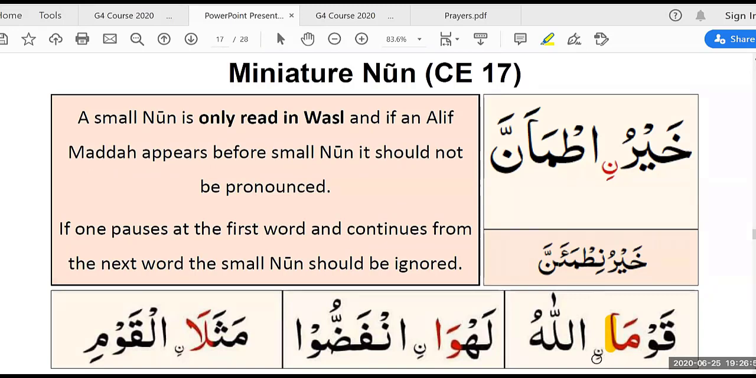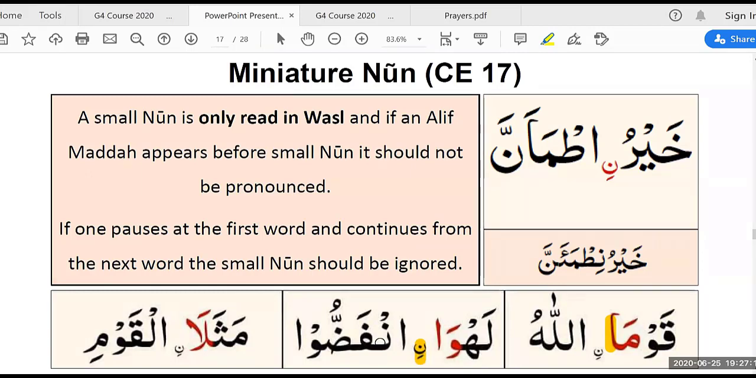Qawmanillahu. Okay. If one pauses at the first word and continues from the next word, the small noon should be ignored. So let's look at the second example. If I choose to work from the first word and start from the next word, then I'm not going to pronounce the miniature noon.